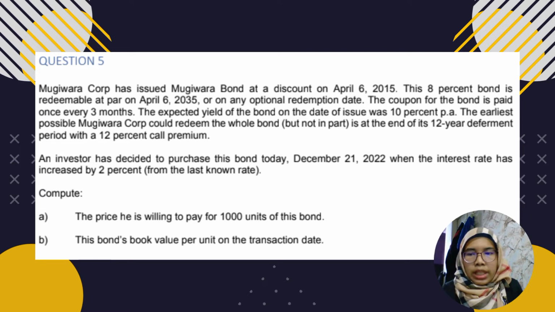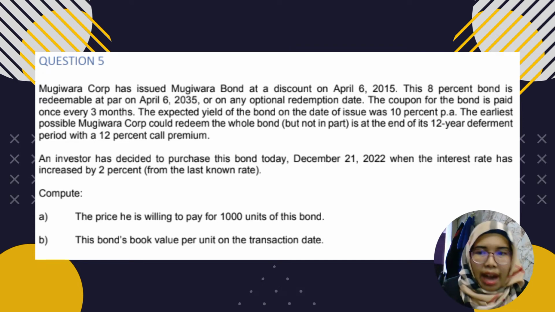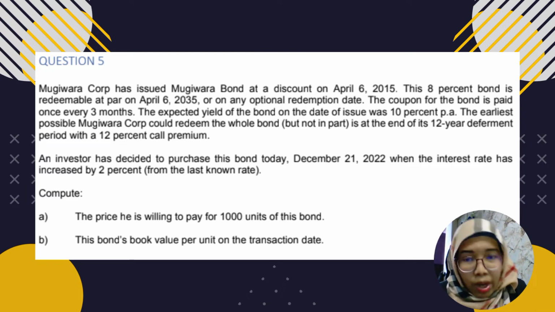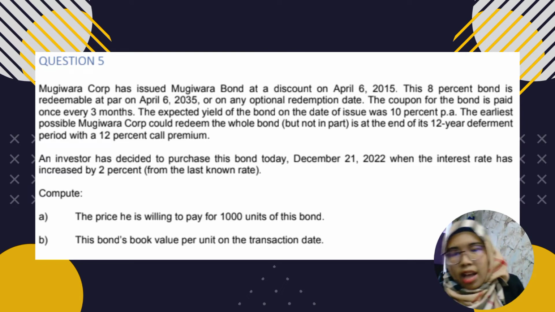for question 5, this question relates to chapter 3, the pricing of bond, which touches on callable bond. The type of callable bond in this question is deferred bond. It can be identified when the question mentions the deferment period right here, 12-year deferment, or in Malay we call tempoh penangguhan.